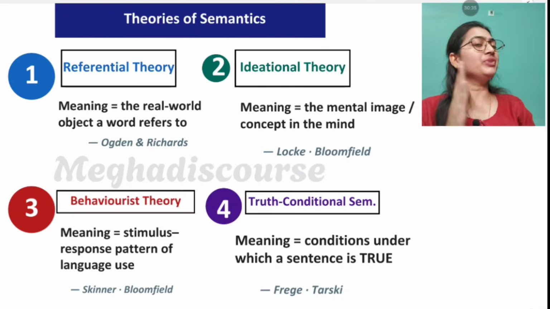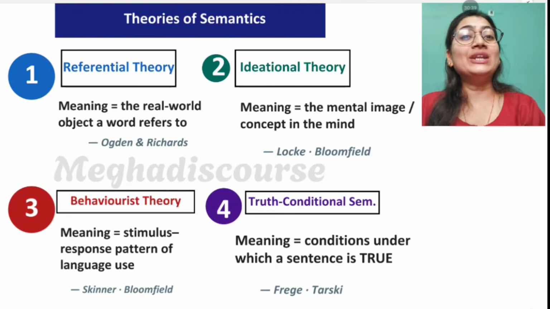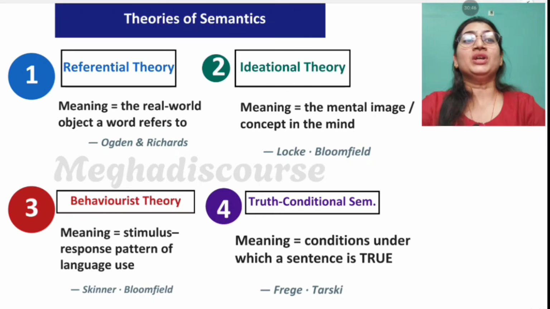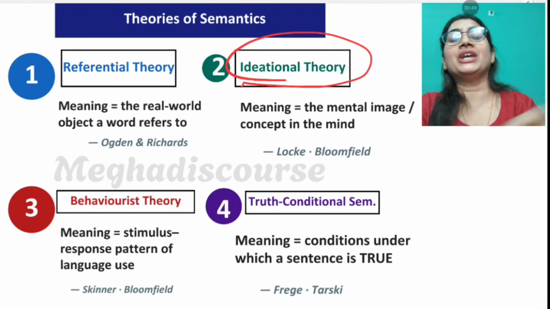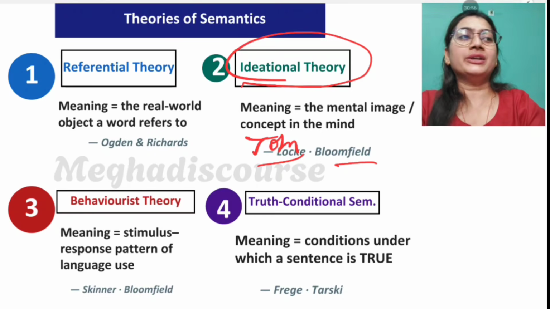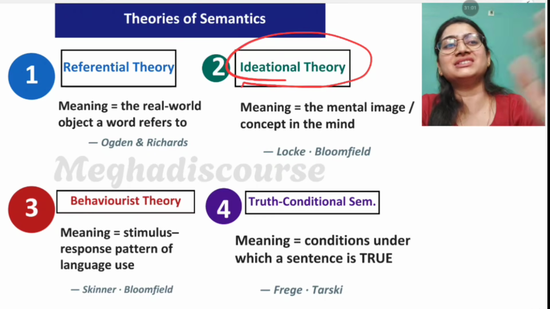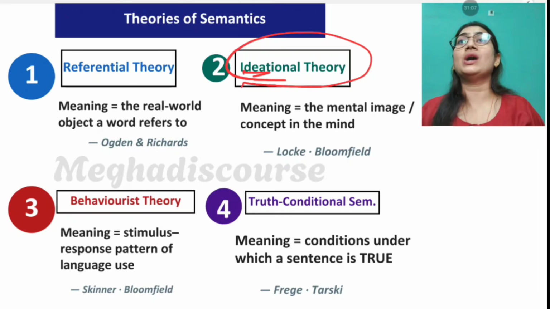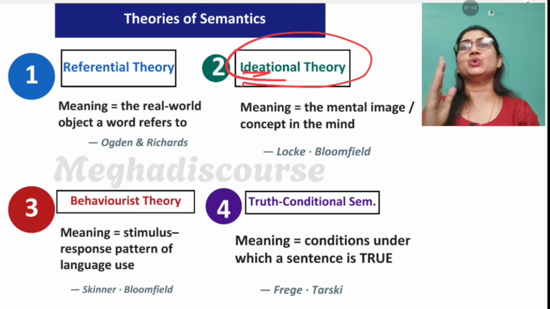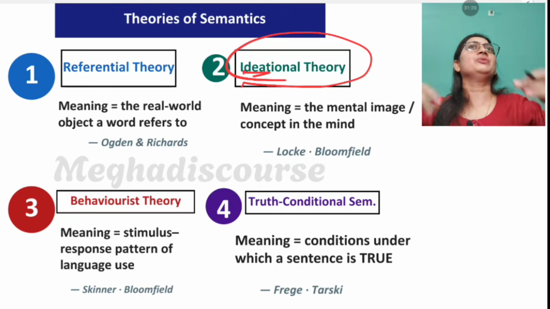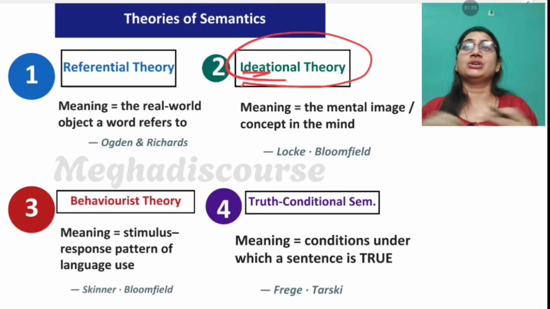Now students, after we saw the problem with referential theory, that it cannot explain abstract words, we are stepping into the ideational theory. This is given by John Locke and Leonard Bloomfield. They are real philosophers, real semanticists behind that. Now what is ideational? If we break this term, idea-related, it means it is related to our idea. When I say apple, I am not pointing to a real apple. I am triggering the mental concept of an apple in your mind. Then there will be an image in your mind. Okay, a mental image you are creating.